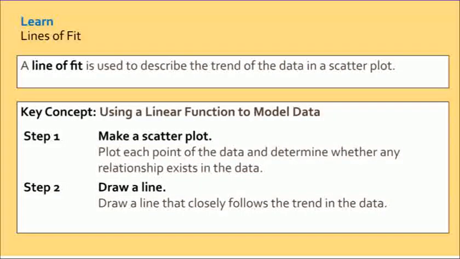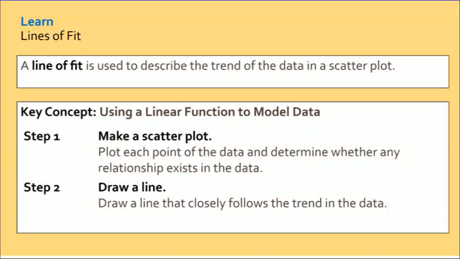Next is talking about lines of fit. So when you have scatter plots, you'd want to find a trend, and you'd have a trend line or a line of best fit used to describe the trend of that data. So how can you use the linear function to model data?